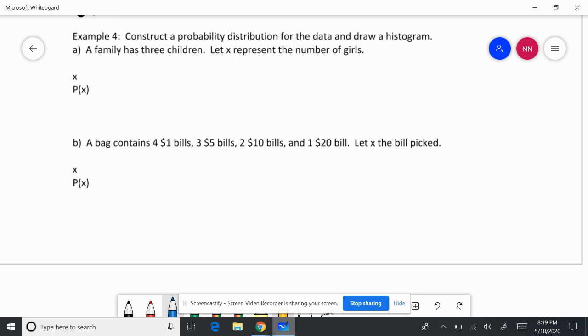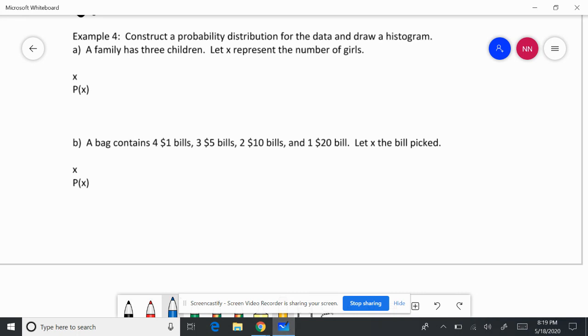We're going to continue with discrete random variables. This time we don't have a table. We have to come up with our own table based off of the probabilities. So if we're looking at our first one, it says construct a probability distribution for the data and draw a histogram. A family has 3 children. Let X represent the number of girls.